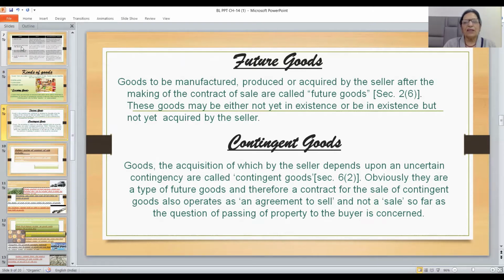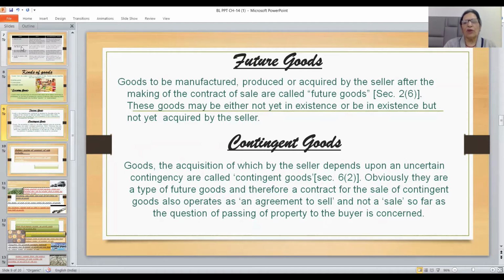Now, contingent goods are the goods acquisition of which by the seller depends upon an uncertain contingency. These are known as contingent goods. Now, they are a type of future goods, and therefore a contract for the sale of contingent goods always operates as an agreement to sell and not a sale, so far as the question of passing of property to the buyer is concerned. Say, for example, friends, machinery is coming on the ship. The arrival of the ship is not certain. Ship may arrive or may not. If ship arrives safely, then the machinery will be sold by the seller to the buyer. But if the ship does not arrive safely, it is sunk on the way, then the valid contract will be transformed into void.